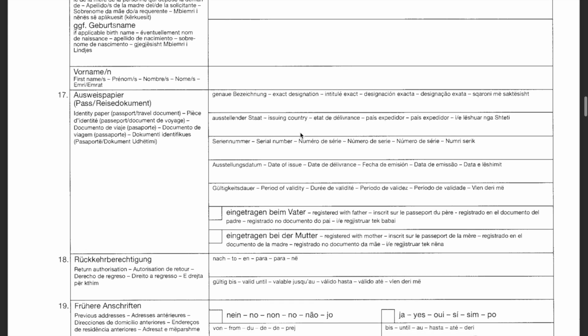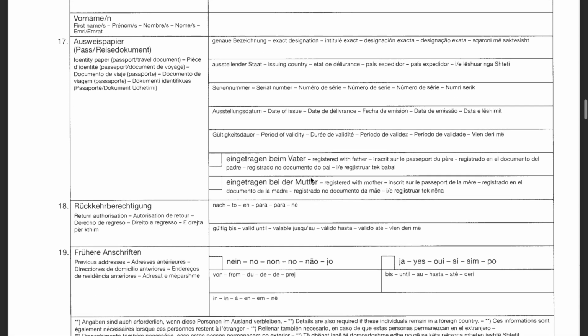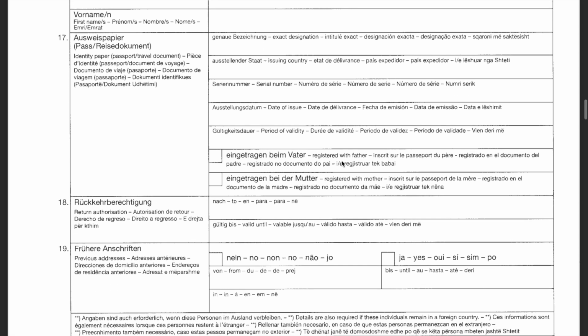And then in which country it was issued, the serial number is the passport number, the date of issue, whatever the date of issue is mentioned in your passport, you can write it here, and it is valid until which date. And then they are asking, is it registered with father, registered with mother? If yes, then you can mark it down. If no, then you can skip that.